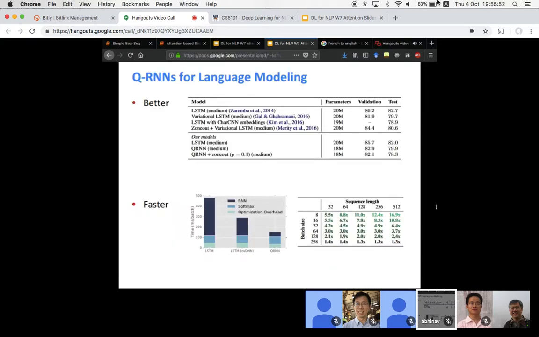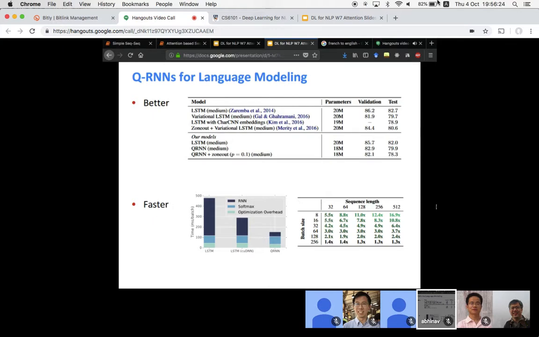Yeah, so these are the results that they found when applying it to language modeling. You can see the regular LSTM in the top half and then QRNNs lower down. And you see that results are pretty comparable, but the parameter count is millions lower. And then also the bottom table shows how much faster using a QRNN is compared to LSTM.